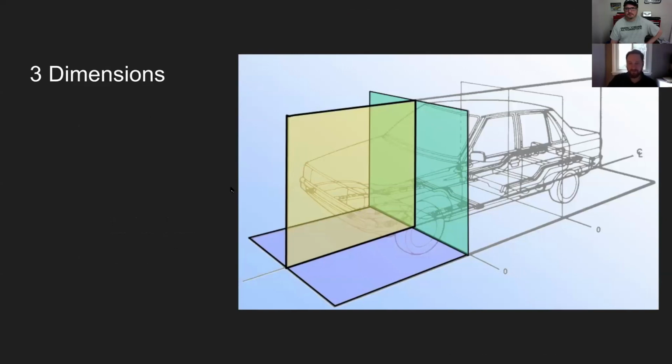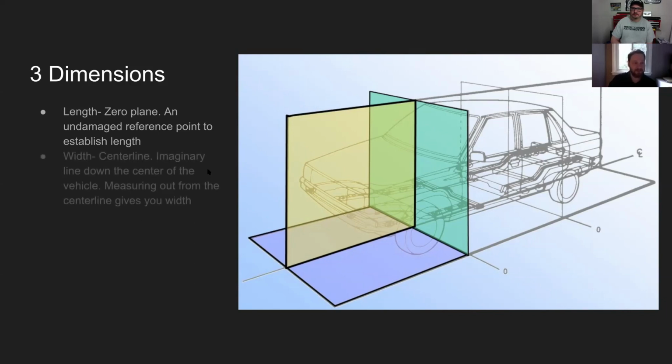Before we jump into the five conditions, I just want to make sure we understand the dimensions that we're measuring from. When we talk about the length dimension, that's our zero plane. If you look at the green box here, that is our zero plane. It's just a reference point that can be placed anywhere on the vehicle, usually in the center section, that establishes a length measurement. So from that green box forward or rear, you're establishing your length measurement, and that is your zero plane. Your width, or your center line, if you look at this yellow box here, actually runs from the front of the vehicle all the way down to the rear of the vehicle. That is your width measurement. So from the center line out is what you're measuring from, and you're going to establish those types of measurements.